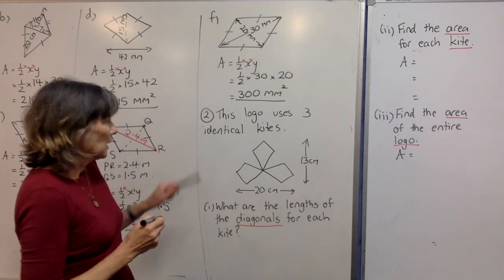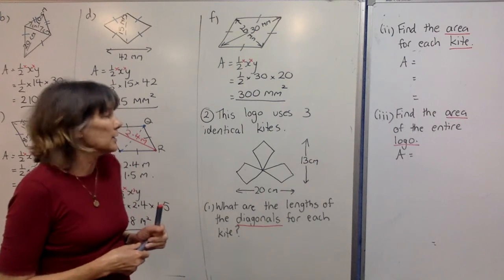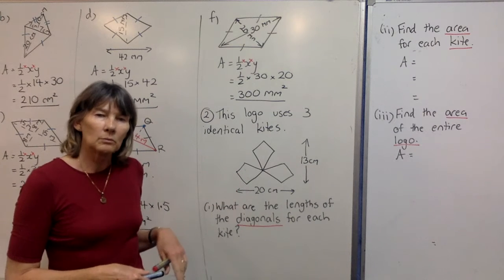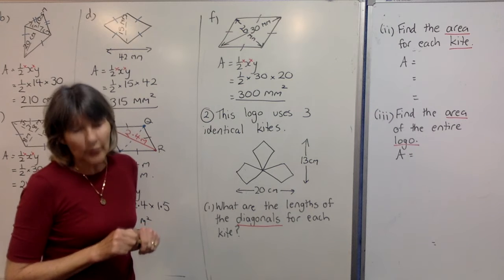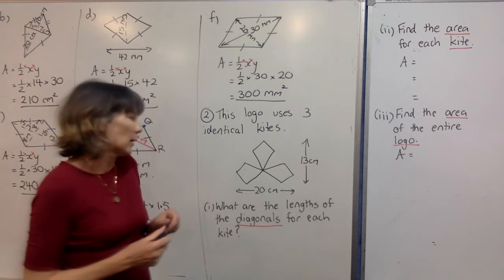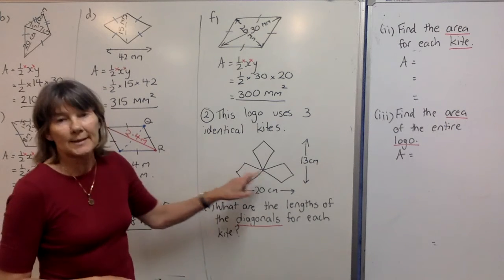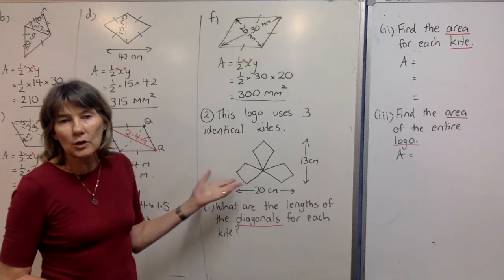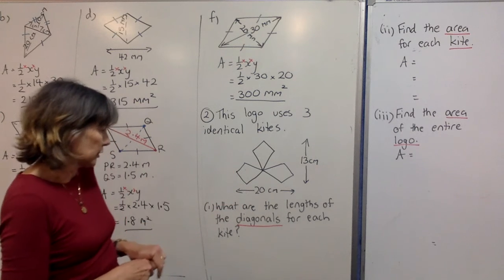Okay, next. Now this is like a graphic design question. All right, so this is a fairly famous symbol. It's a logo. Which car has that as its logo? That might be something you can go and have a look at. But what they've done is used 3 kites in their logo. So these are identical kites. Each one's exactly the same. So they could fit on top of each other if you wanted to.